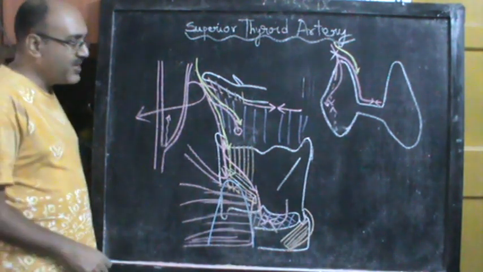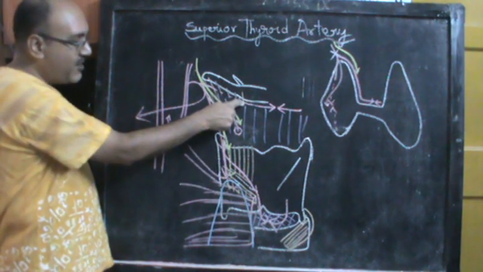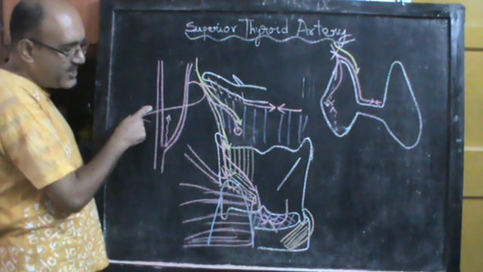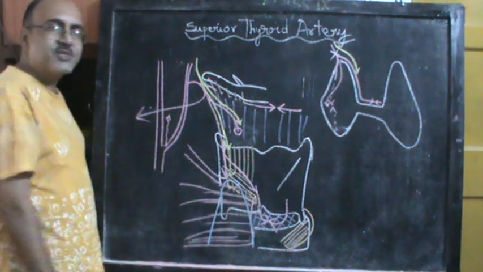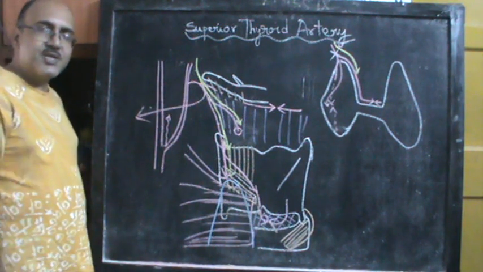So again, in summary, you have the glandular branches of the superior thyroid artery, the infrahyoid branch, the superior laryngeal branch, the sternocleidomastoid branch, and the cricothyroid branch. Now we have completed the branches of the superior thyroid artery.